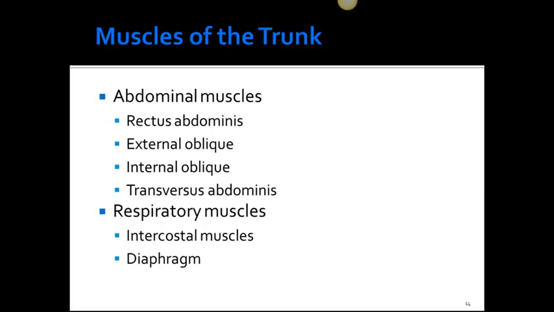Abdominal muscles, we have the rectus abdominis, which flexes the spinal column. Our external obliques and our internal obliques, which are on the sides of the abdominal region, and then the transversus abdominis. We also have respiratory muscles, such as the intercostal muscles and the diaphragm. They change the size of the chest during respiration. Both of these do.